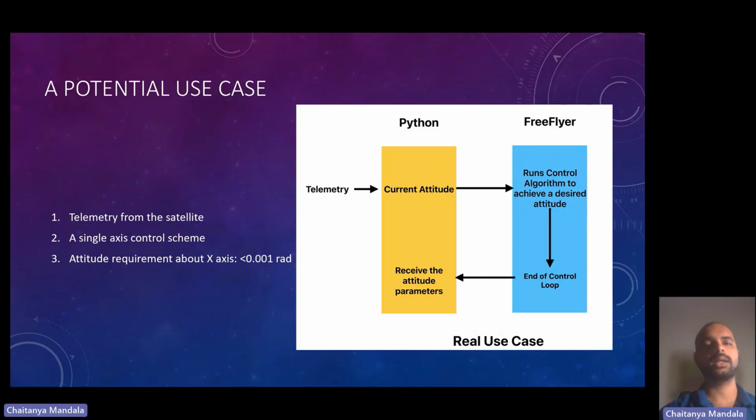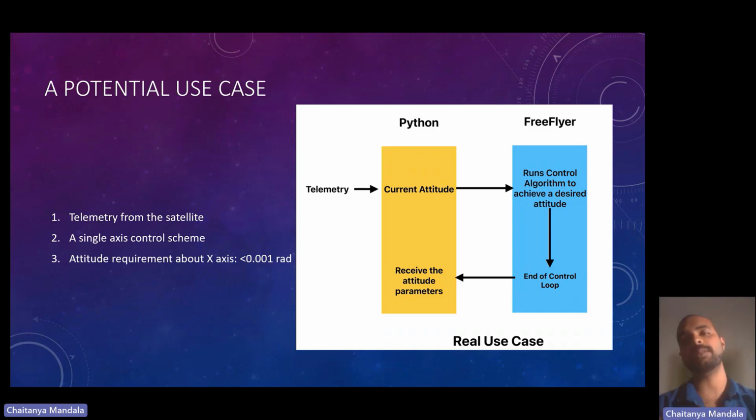In real life, the way that we could do this is to get the telemetry from the satellite, which gives us the current attitude, then send that attitude to the FreeFlyer algorithm, which would execute the control algorithm and achieve the desired attitude, which is specified in FreeFlyer.